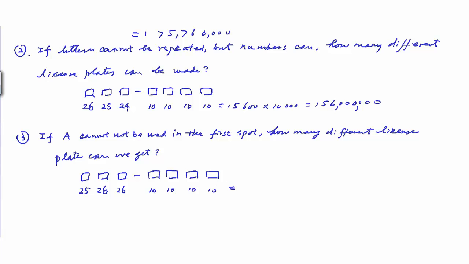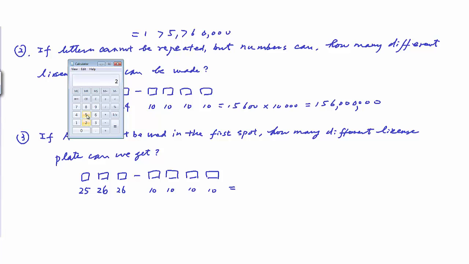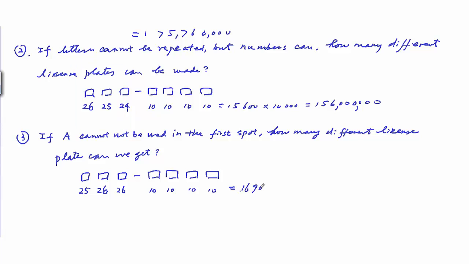To see that again, you would punch in the calculator 25 times 26 times 26. So you get 16,900. And then times 10,000. So your answer will be 16,900, followed by 4 zeros from 10,000. So you have 169 million license plates in this case.